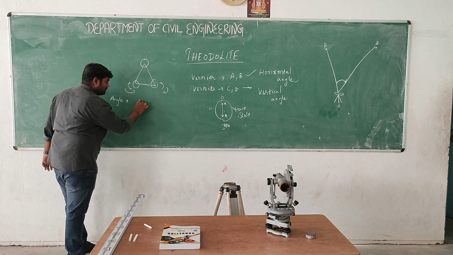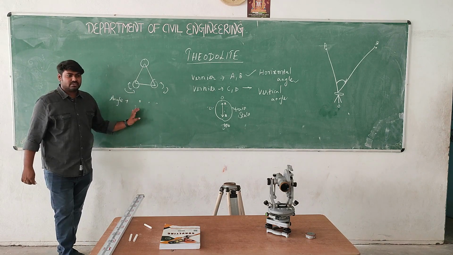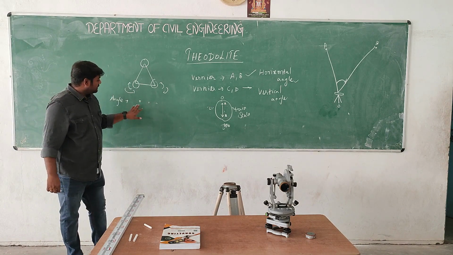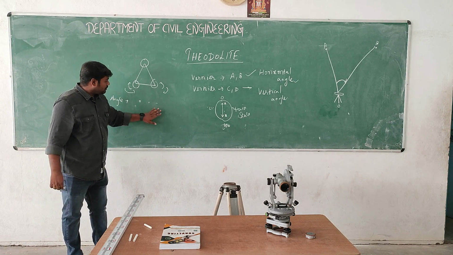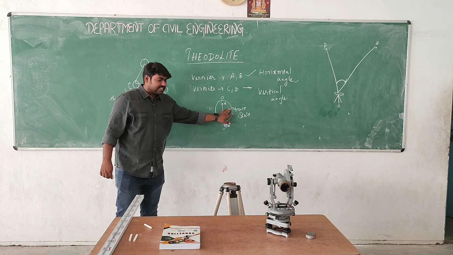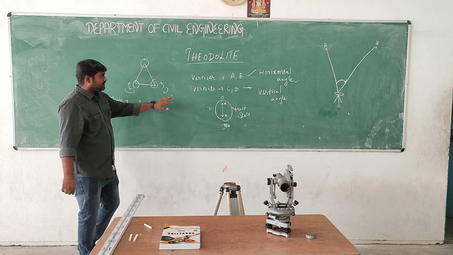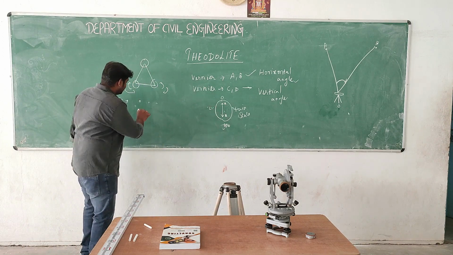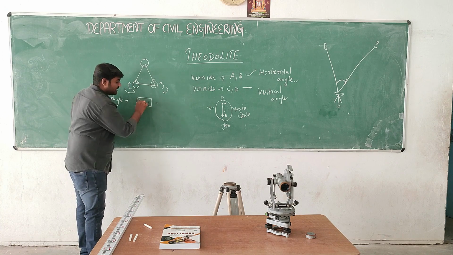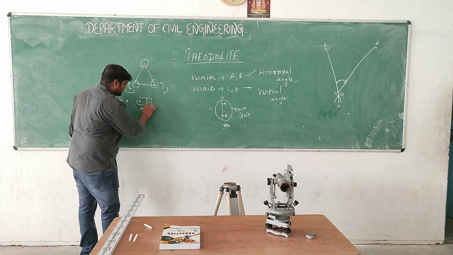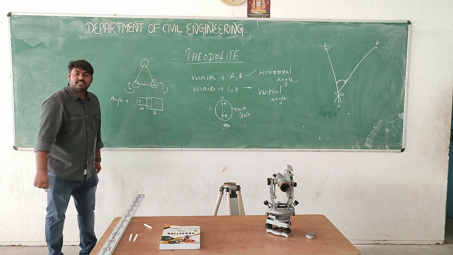So angle should be denoted in degrees, minutes and seconds. Okay, so angle in terms of degrees, minutes and seconds. For considering the reading, for degrees and minutes we have to consider vernier A. For minutes and seconds, we are going for vernier B.